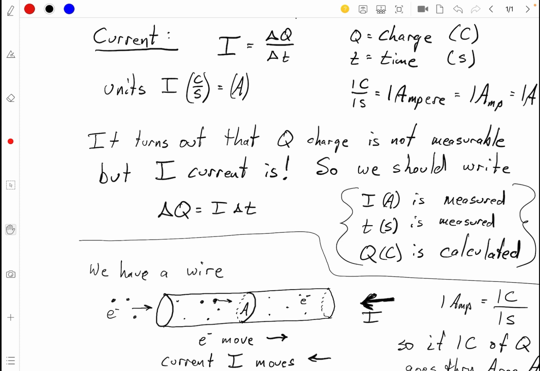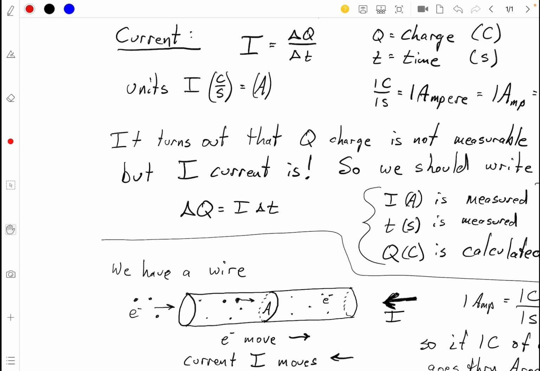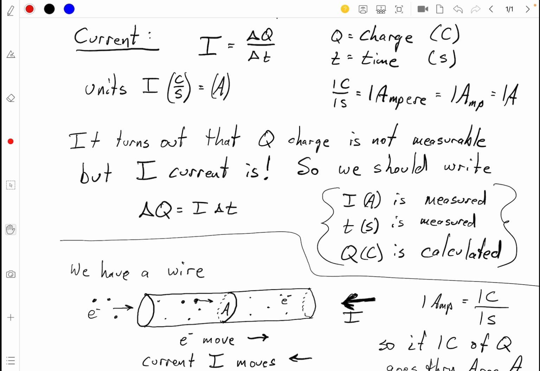Now, the units on that, you can see here, are coulombs per second. So we have this new thing: 1 coulomb per 1 second is an amp.